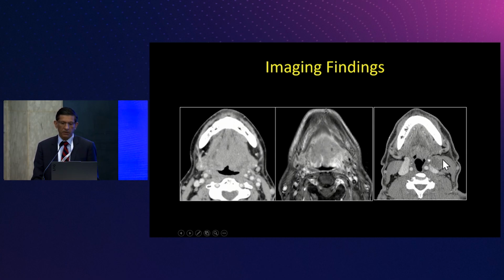Now, this I really want to highlight. Does everyone see this mass right here? This is a metastatic lymph node involving the neck. Now, please, please, I'm begging you, okay? Please.